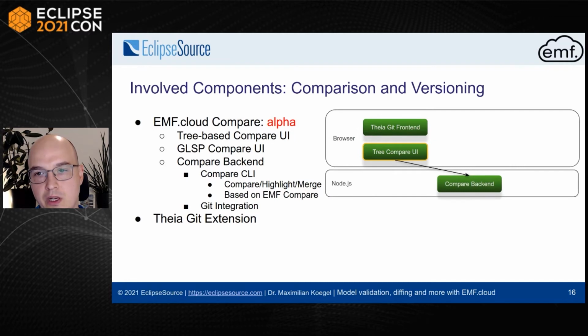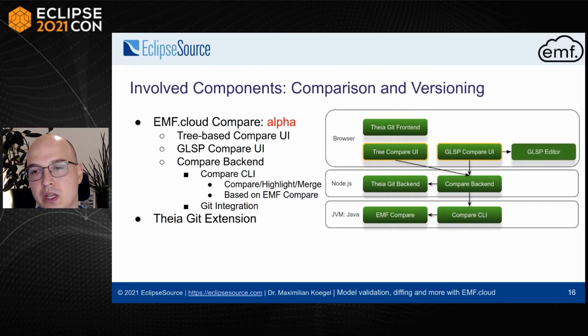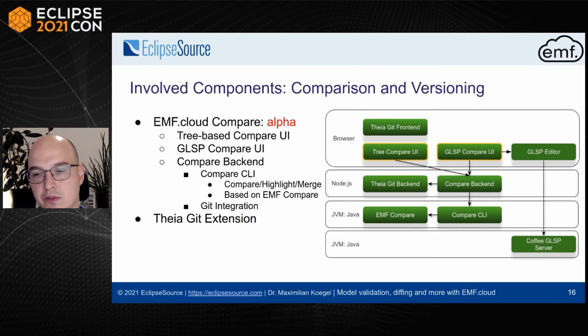And that tree compare UI would, in the background, go to a compare backend that runs in the backend. And it will fetch the responsible file versions from the Theia Git backend and then send those to a compare CLI service. And this compare service will in turn use EMF Compare, an existing framework for comparison, to come up with the differences. Same story goes for the GLSP compare UI. And the GLSP compare UI will then use GLSP as before to render those changes within the diagram using the Coffee GLSP server.